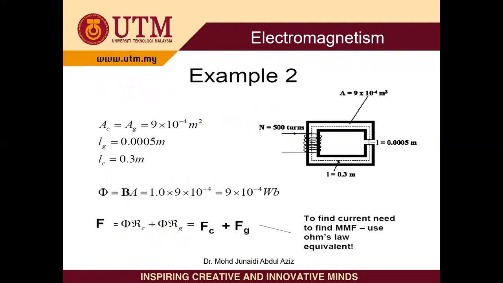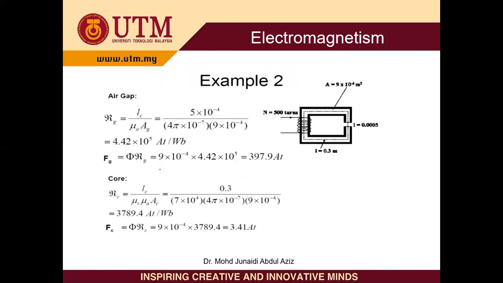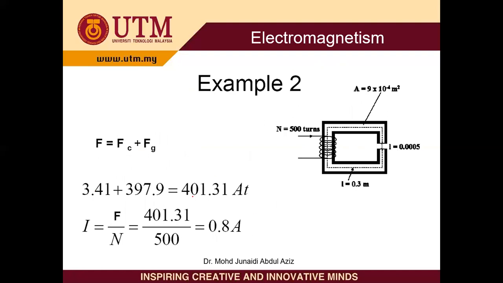As shown here in this solution, the first step is to calculate the flux. Then you calculate the reluctance values: this one is for the air gap, and this one is for the core. You can get the value of this one equal to this, and this one equal to this, and then from here you can finally get the current, which is 0.8 ampere.